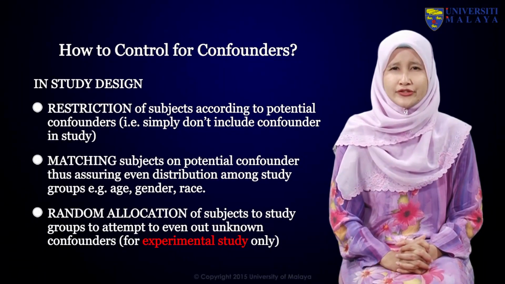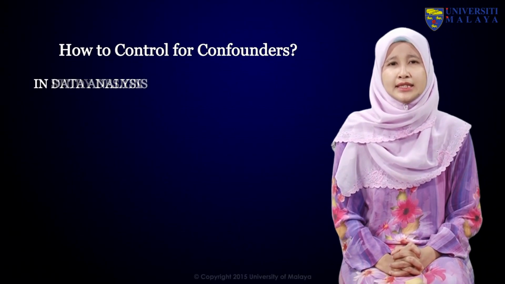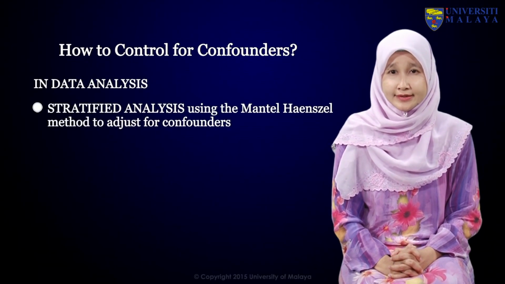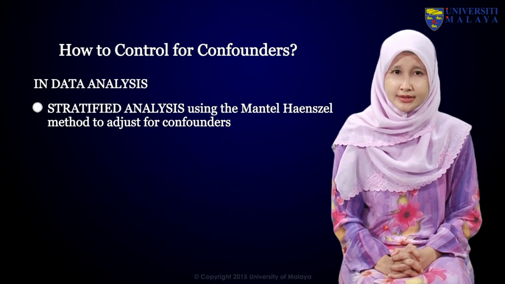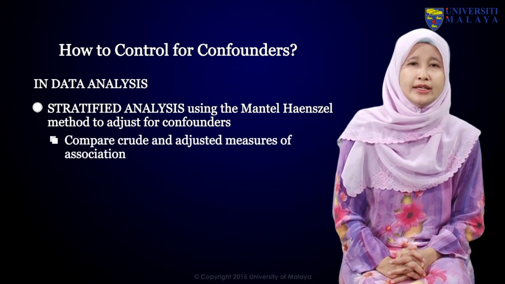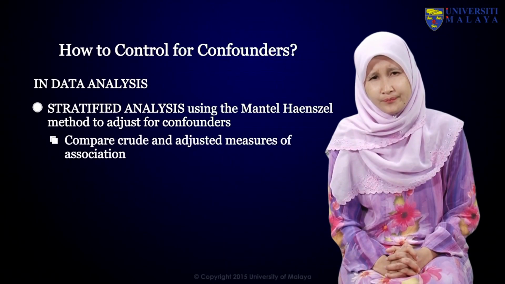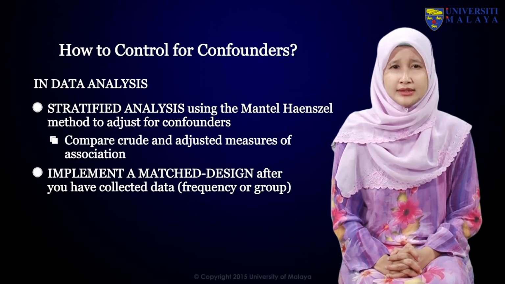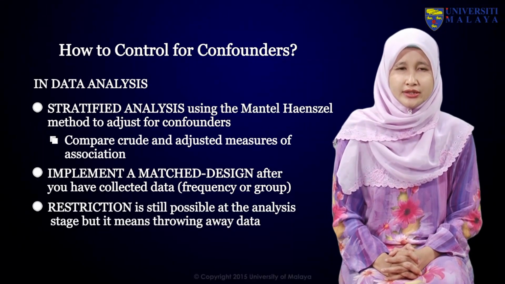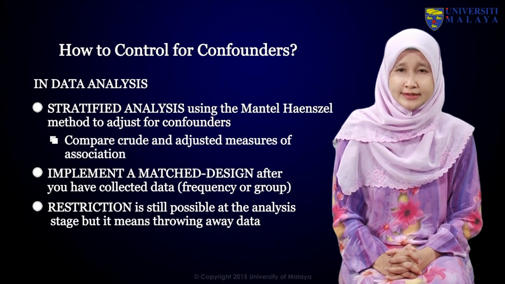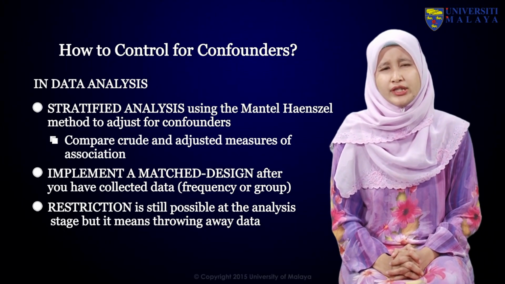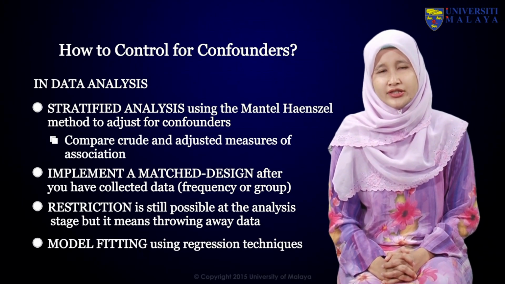And number two, we can try to control confounders in the data analysis. We can do stratified analysis using the Mantel-Haenszel method to adjust for confounders. Then we can compare the crude and adjusted measures of association. We can implement a matched design after you have collected data, or you can do restriction, which is still possible at the analysis stage, but it means throwing away some of your data. And you can do model fitting using regression techniques.